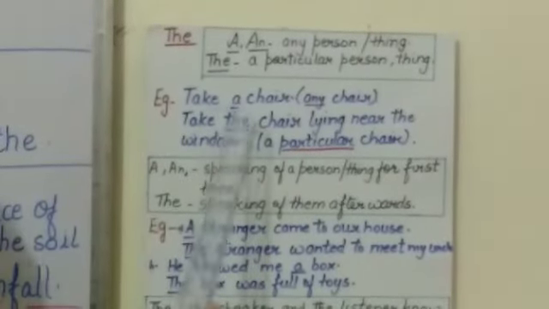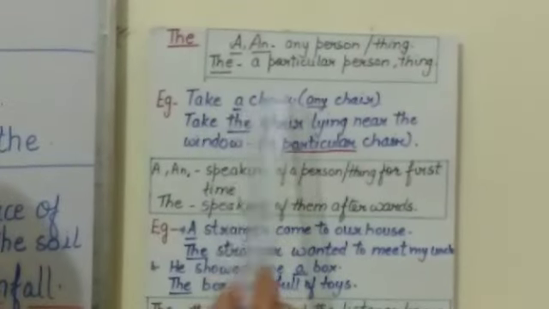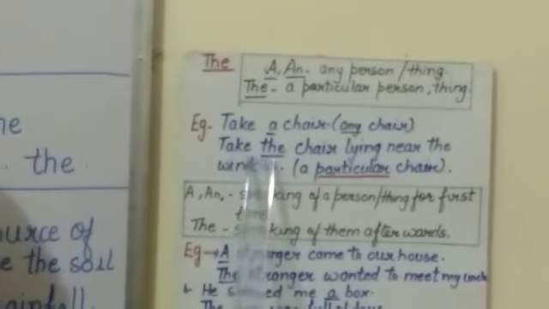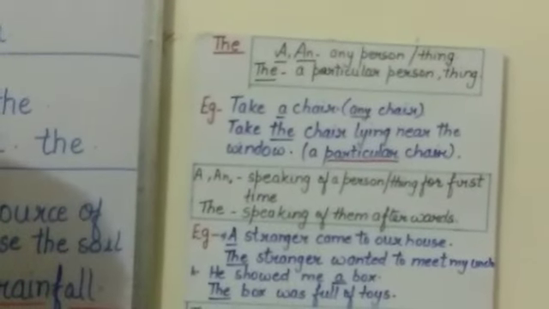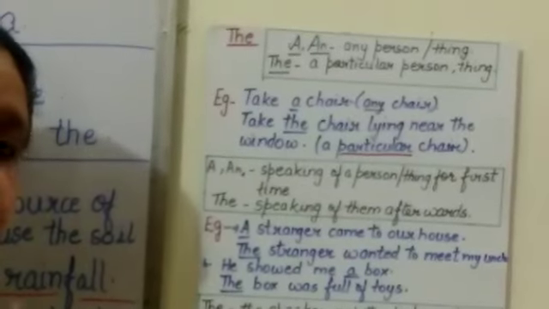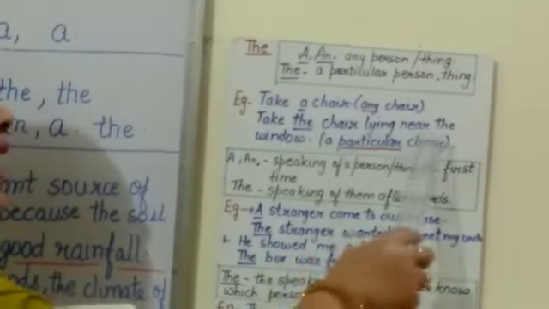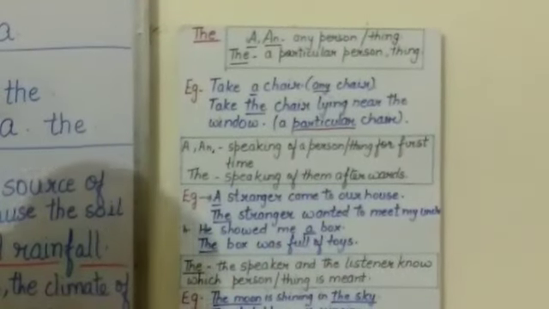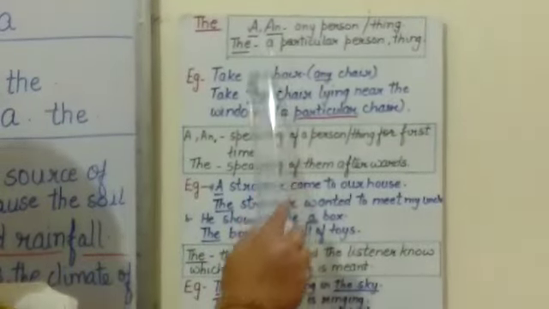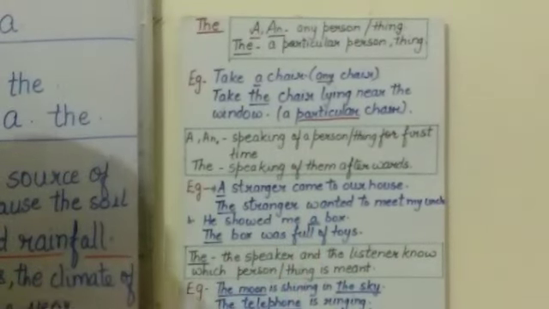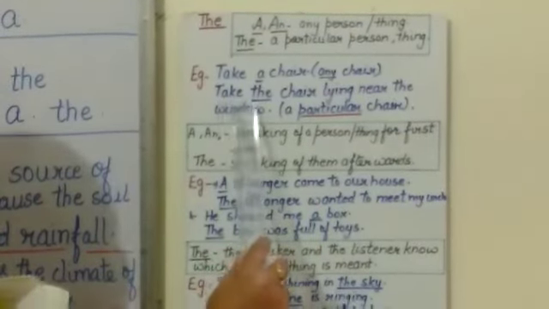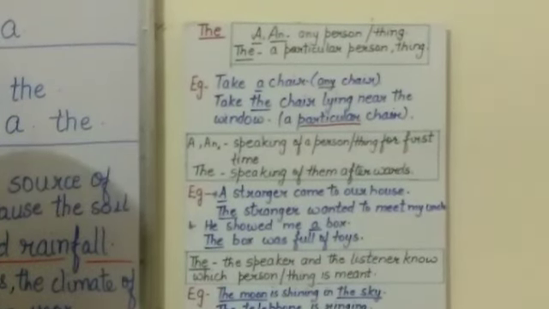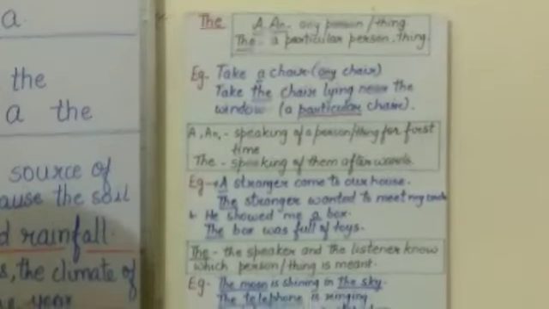Like, for example, if I say take a chair, I'm saying about any chair. But at the same time, if I say take the chair lying near the window, I am talking about some particular chair which is lying near the window. So there is a difference. Here it can be any chair, so for any chair we are using a. But here we are talking about a particular chair, so here we are using the: take the chair lying near the window. Clear, everyone? One more example is there.